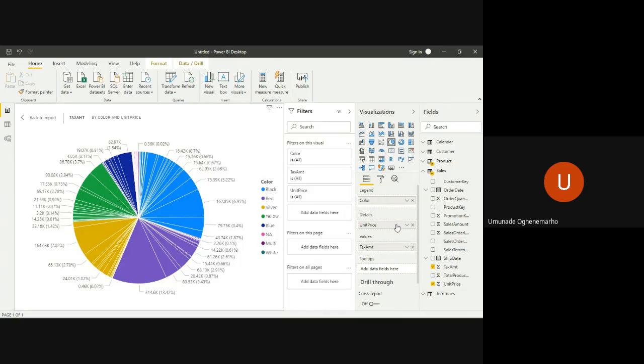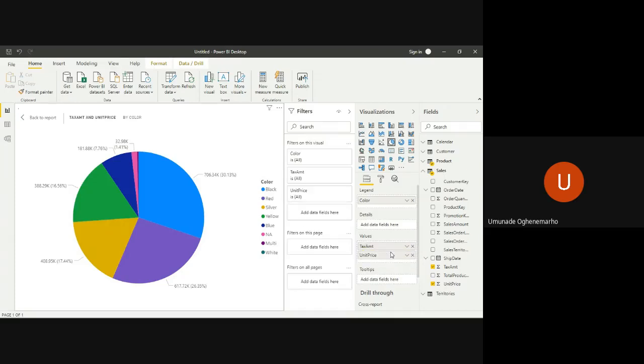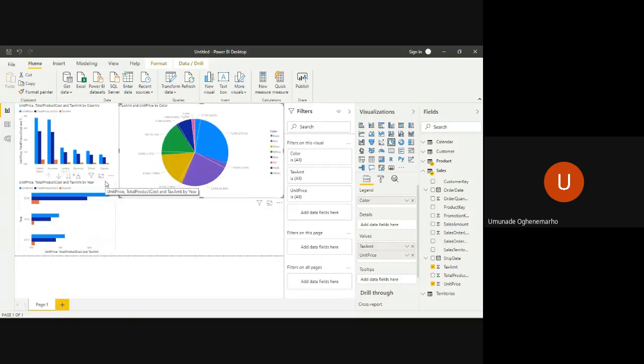So when you pull from here out, let's add the unit price back into the mix. I hope we've understood the difference now, so that next time we're using a pie chart, we can understand.